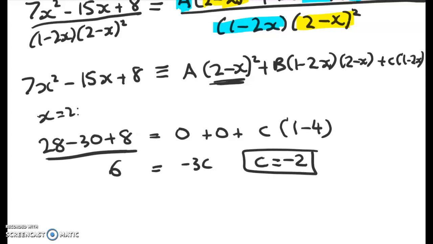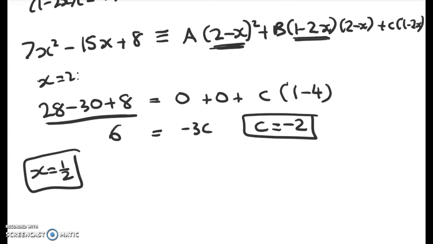So we've got our first term. Now the next thing I'm going to do is that I can use the value that's going to make this term equal to 0. So we can substitute in x is equal to a half. We don't have to do it that way. We could do it by matching up coefficients and solving simultaneously. But I think most of you prefer to use this method.